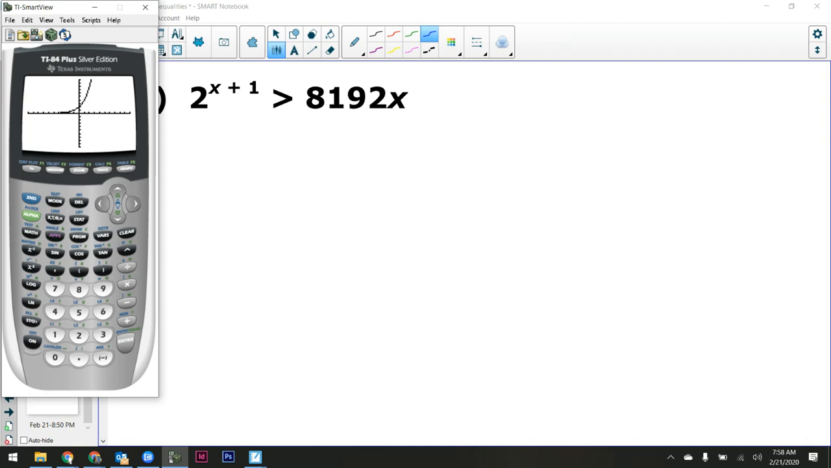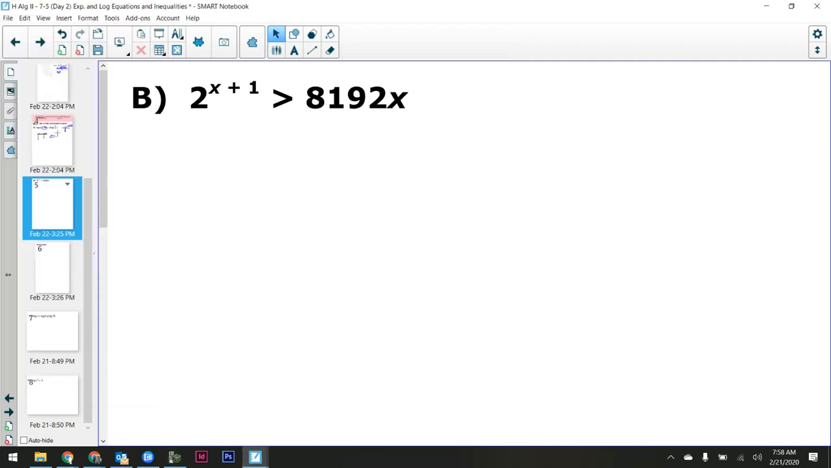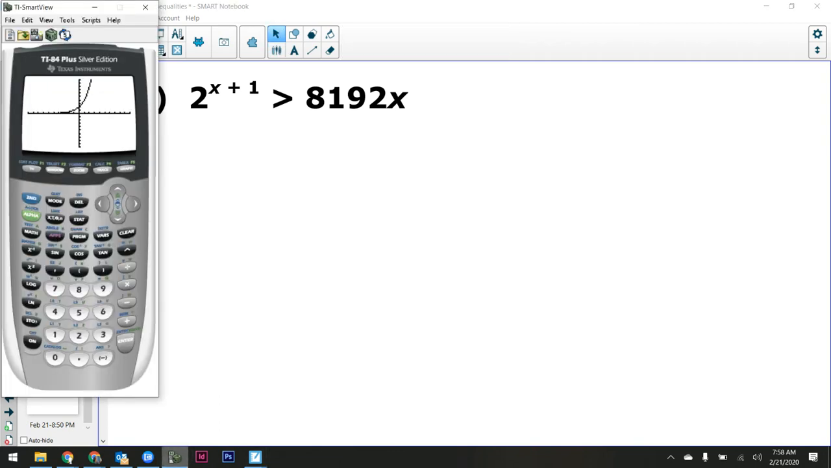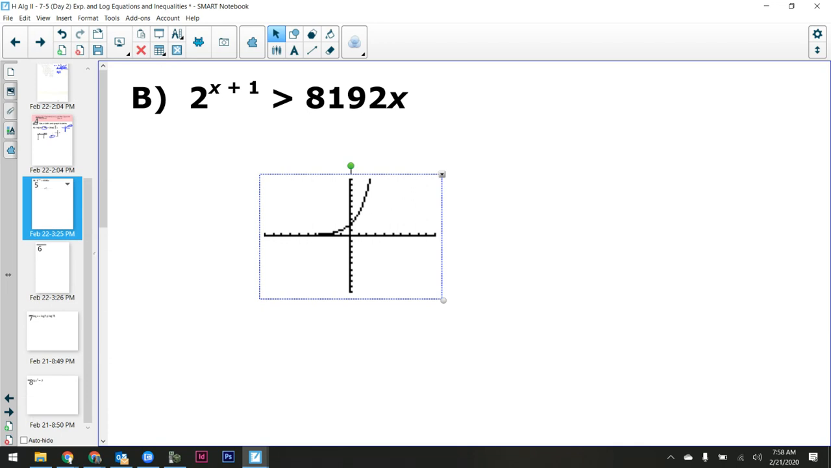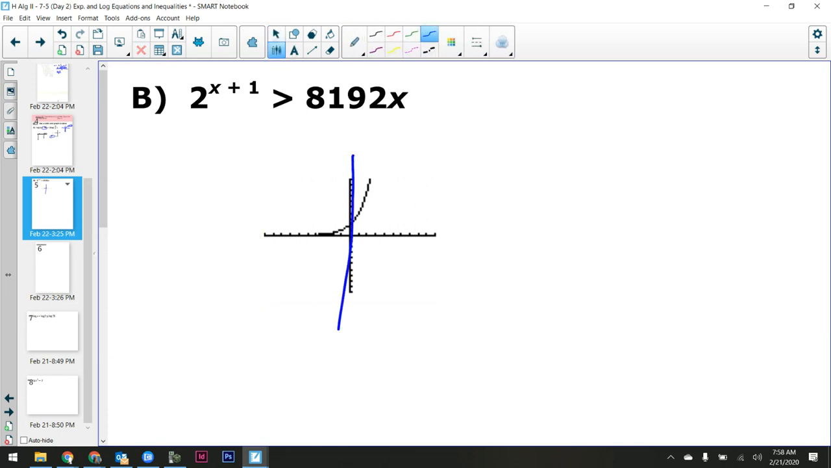What's the slope? 8,192, right? So it goes up 8,192 over 1. So this is an extremely steep line. Your calculator just doesn't have enough pixels to draw it. It can't separate the 0 line and this 8,000, like it's right there. If I could exaggerate it a little bit.